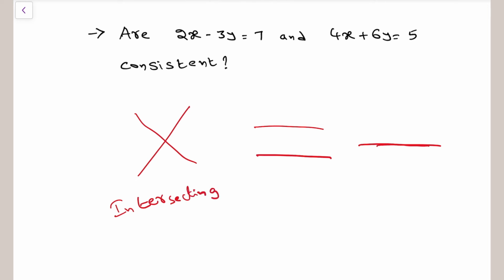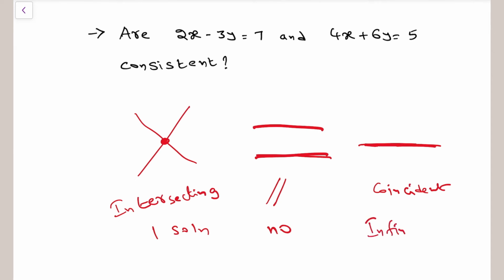Then the second case is parallel lines. Third is coincident lines. In the first case, intersecting lines, they touch each other at only one point, so one solution will be there. In the second case, these two lines won't touch at all, so no solution is there. In the third case, both lines lie one upon another, so infinite solutions will be there.